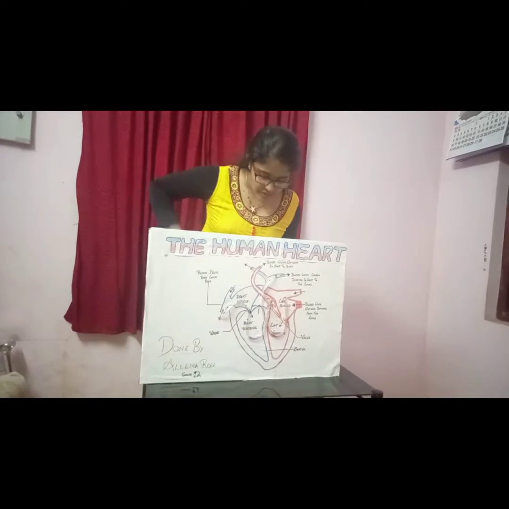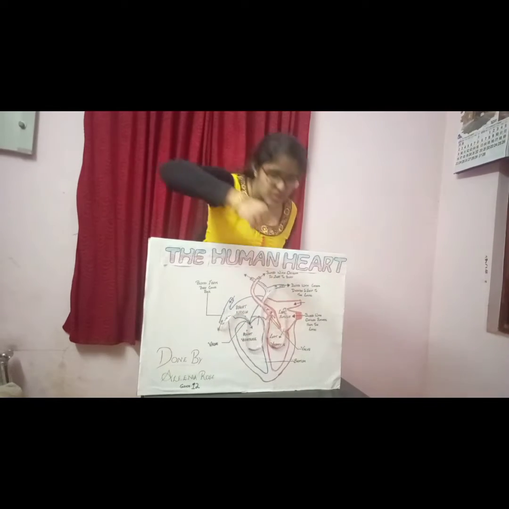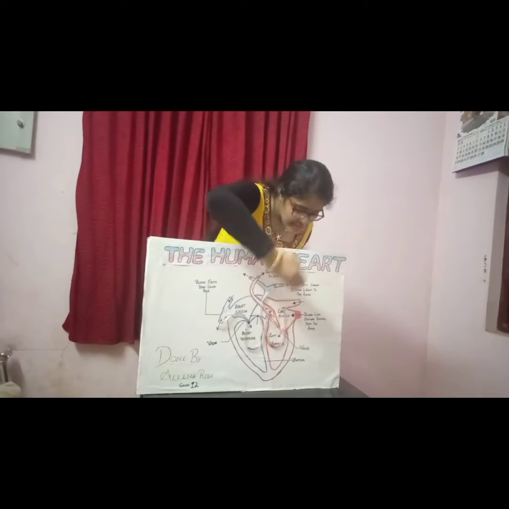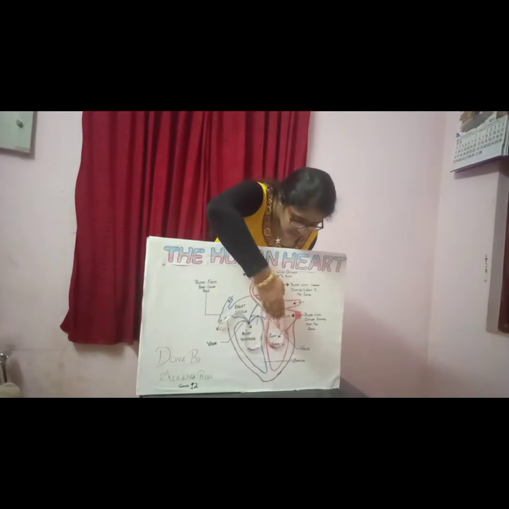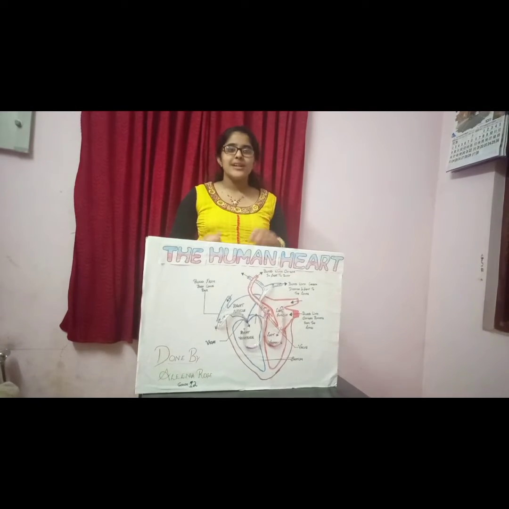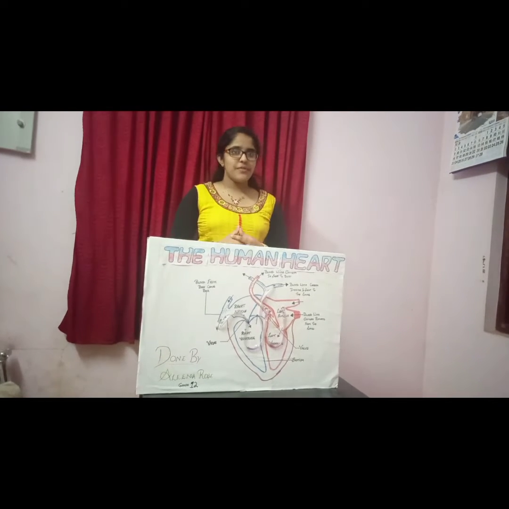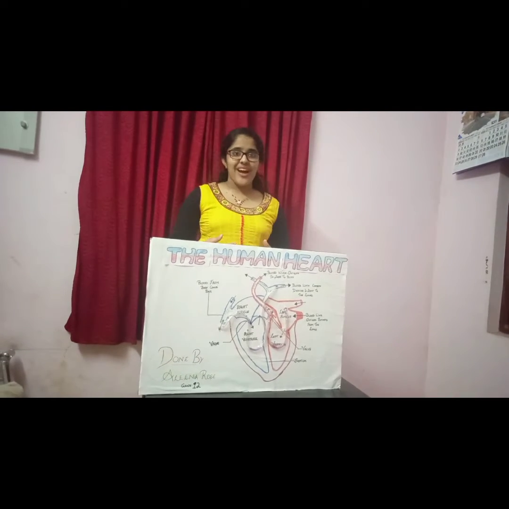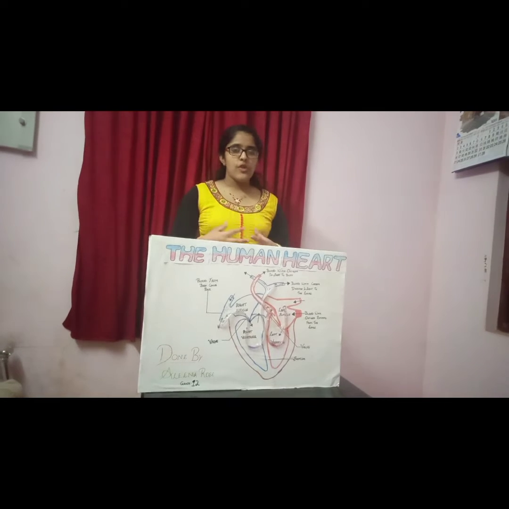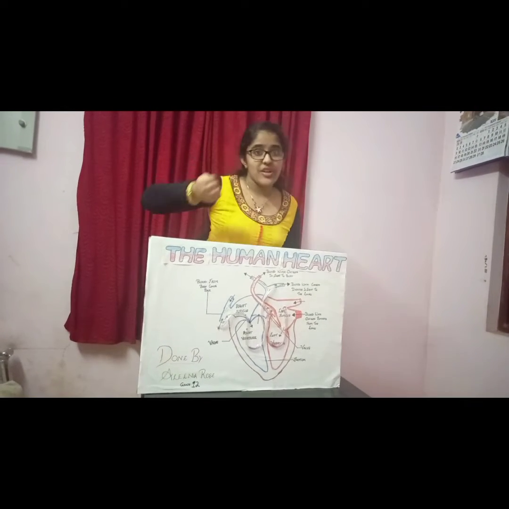On the right side we have the right atrium or right auricle, and the right ventricle. Here on the left side, the left auricle, and here we have the left ventricle. Now, let's move on to how the blood flows through the heart. But before that, let me let you know that the heart receives its own blood supply from the coronary arteries.